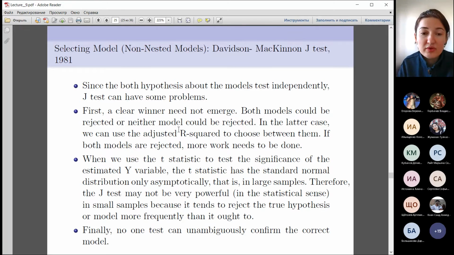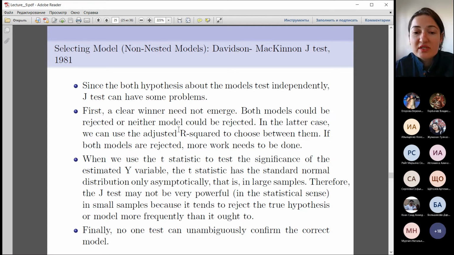But when you work with a small sample or relatively small sample, the J-test may not be very powerful, because in small samples, the test tends to reject the true hypothesis or model more frequently than it should, because the t-statistic is very sensitive to the normal distribution, yeah? So again, the final idea: yes, you can use this test, but no one test can confirm which model will be correct and which model will be better.